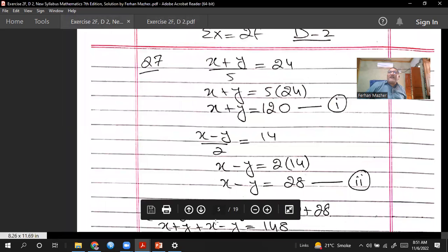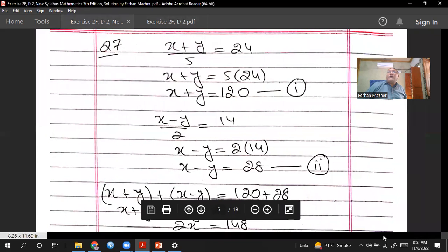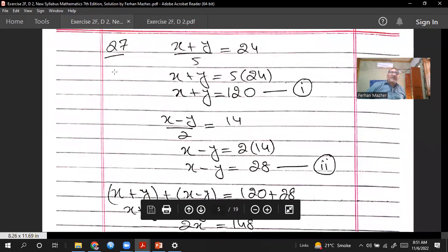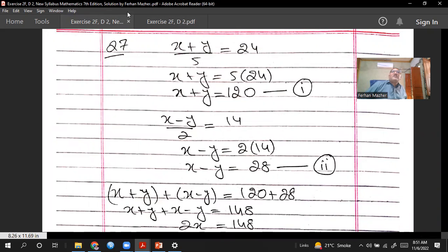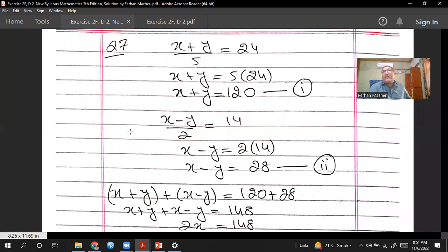This is question number 7. And here we go. Okay. So question number 7, (x plus y) divided by 5, the whole thing divided by 5 is 24. It says 1/5 of the sum of the two angles. I said (x plus y) divided by 5 is equal to 24, and half their difference. So (x plus y) divided by 5 is equal to 24, so x plus y is equal to 5 into 24. So x plus y will be equal to 120.